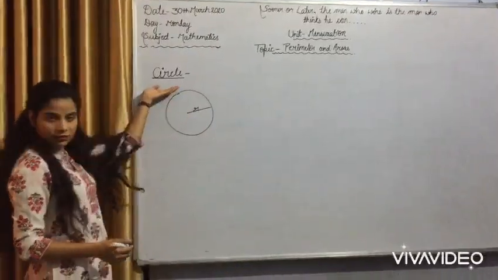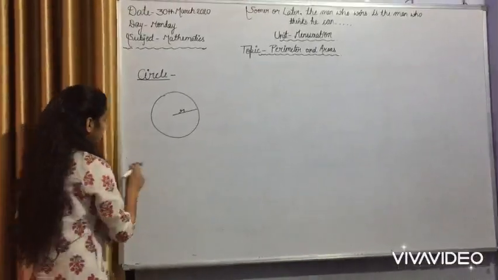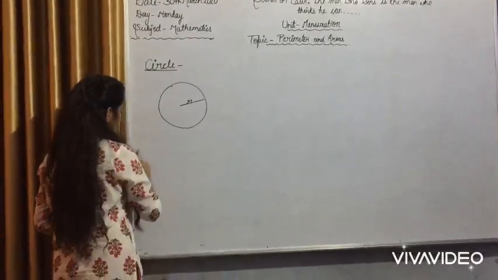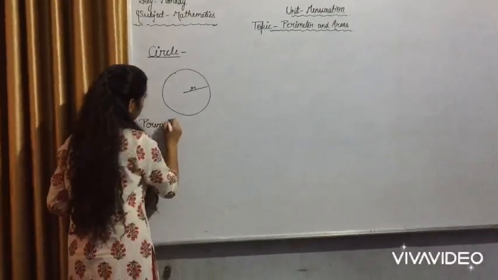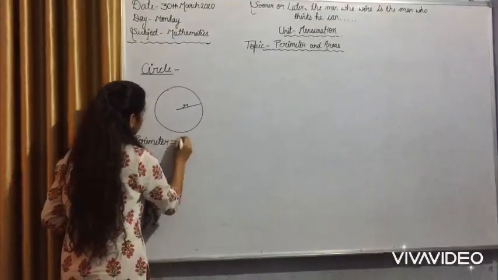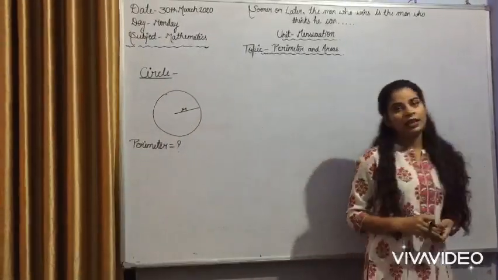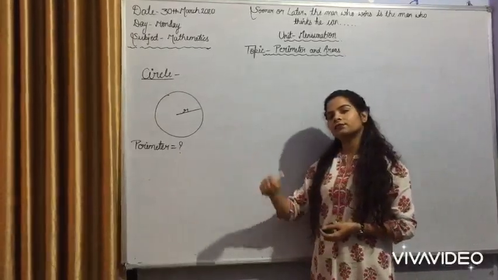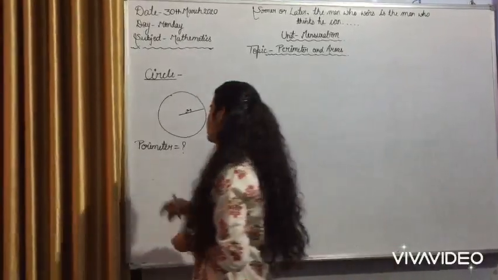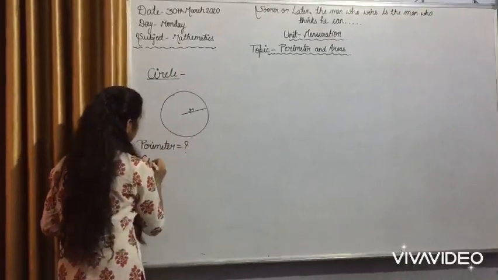Coming to the last figure of our today's class, circle. Circle is also a two-dimensional figure, and to find out its perimeter. What is the perimeter of a circle? Have you heard it? No, because what you have heard about is circumference. Perimeter is the same as circumference. In the case of a circle, you call this perimeter the circumference.